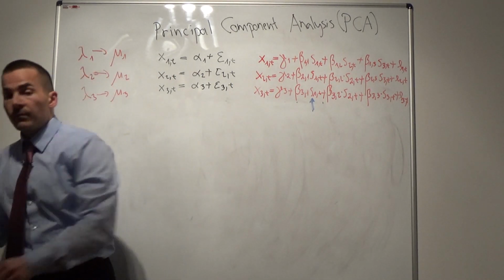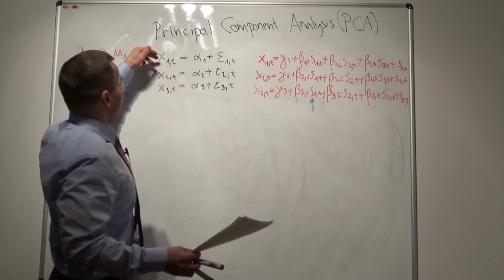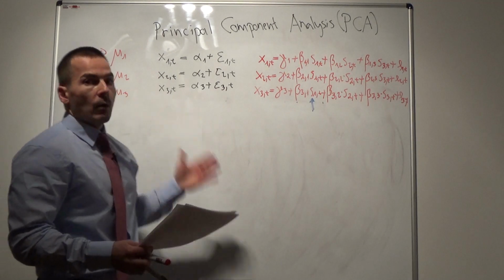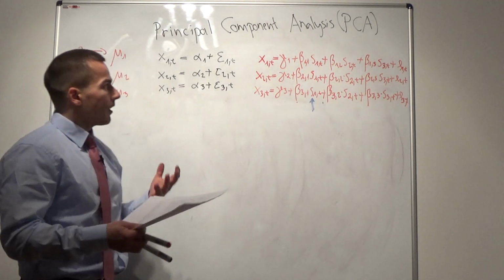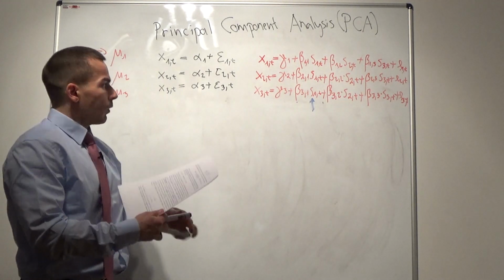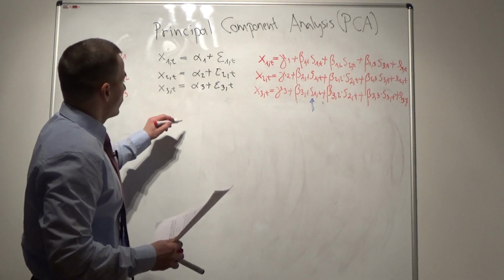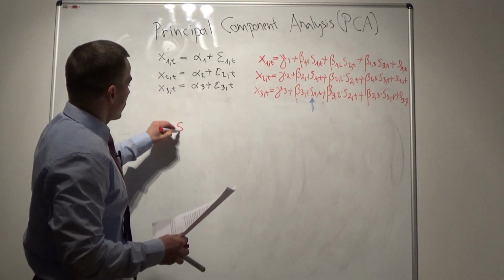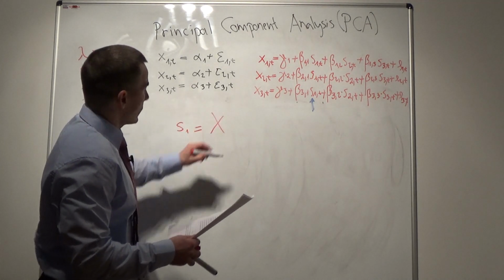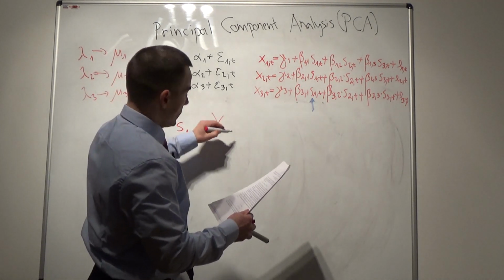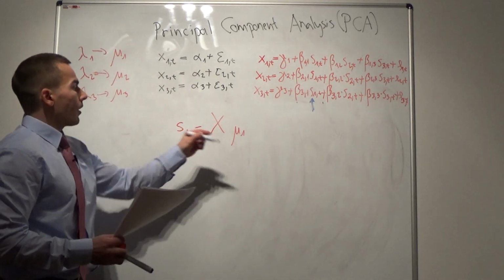S1, as we said in the beginning, must have the same dimension as all the other data vectors. It's a T by 1 vector. Principal component analysis does this mechanically. We can calculate the T by 1 vector S1 by multiplying the matrix X times the eigenvector mu 1.